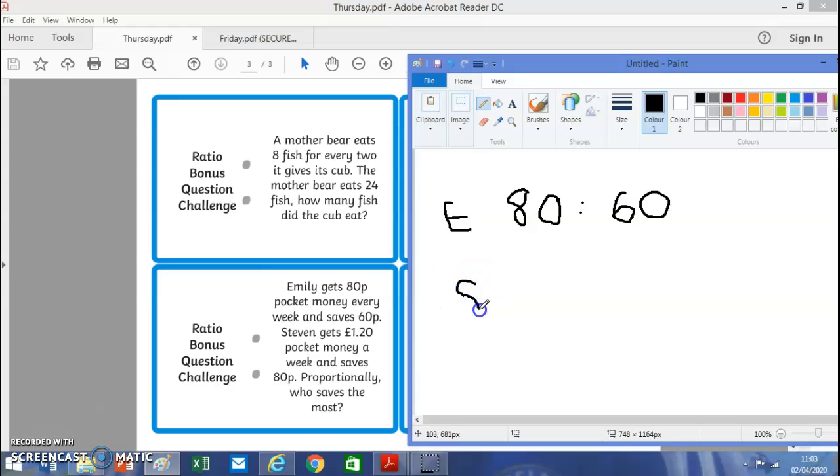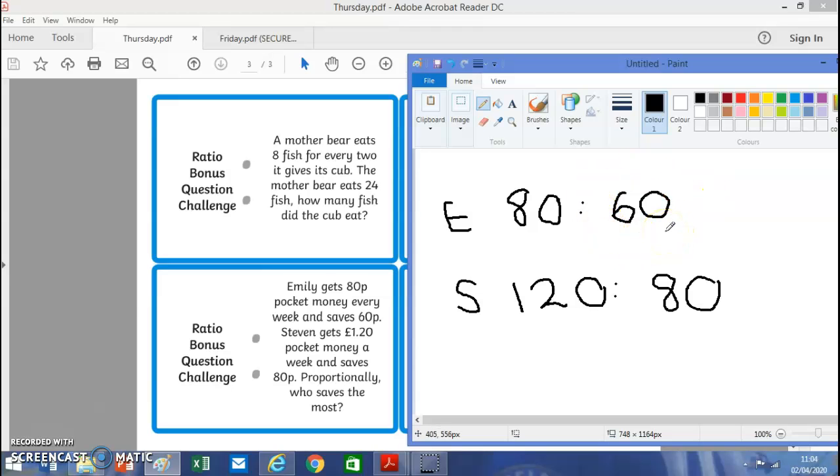And then we've got Stephen. So Stephen, he gets £1.20. Now I'm going to make sure that we're working with the same size item, so I'm going to put that as 120 pence. So I'm using 120 instead of £1.20. Like we've always said, it's quite good to take out the decimal when we're working with numbers, but we just need to remember to put it in afterwards if that's appropriate. So Stephen gets £1.20, 120 pence, and he saves 80p. So immediately we can see that he is saving a bigger number than Emily each week.